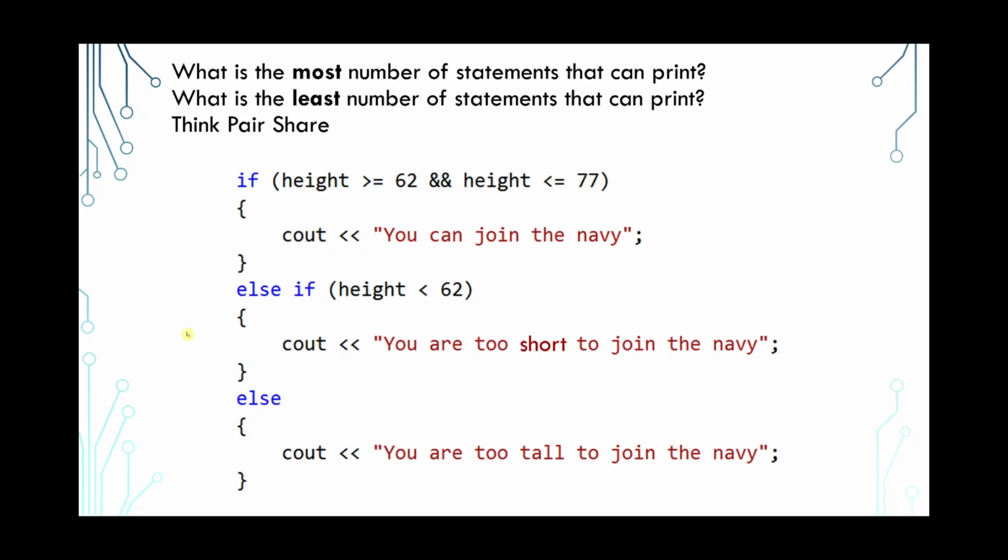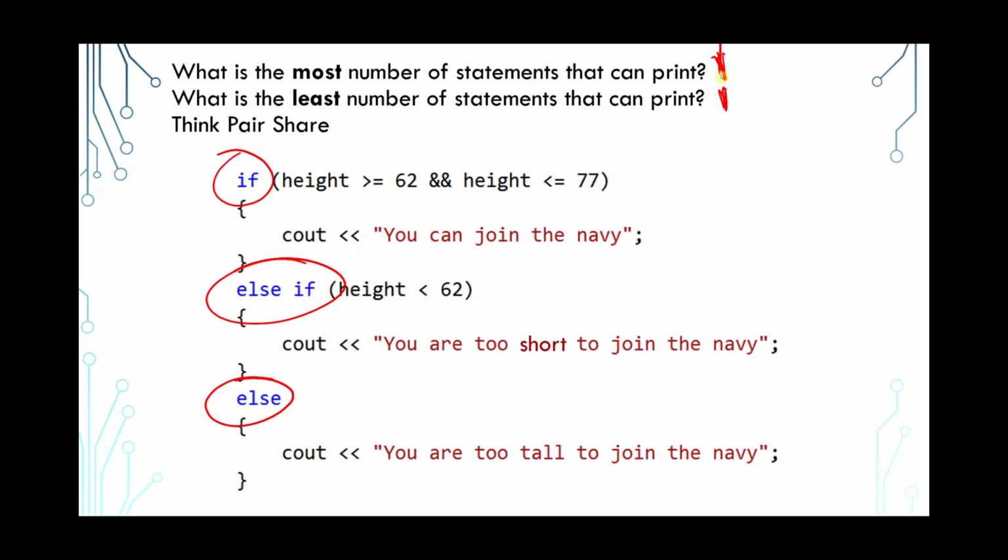So let's ask ourselves a question. So we now know that we have if, else if, else, which is called the else if chain. Now, what is the most number of statements that can print? And what is the least number of statements that can print? So usually if you have a completed chain like with if, else, the answers to those questions must be one and one.